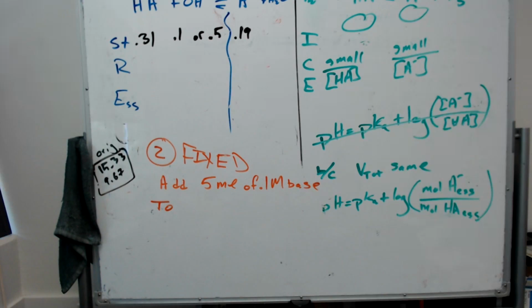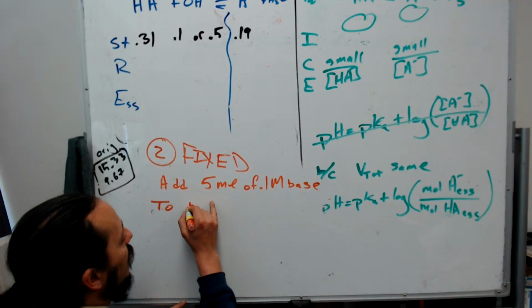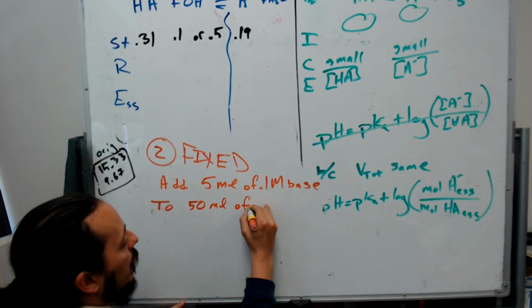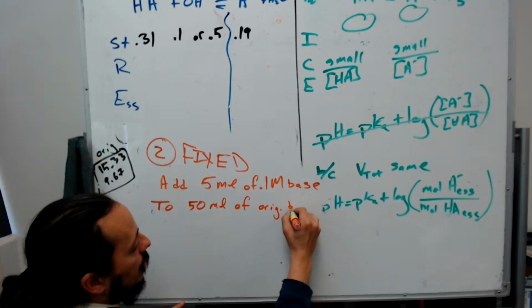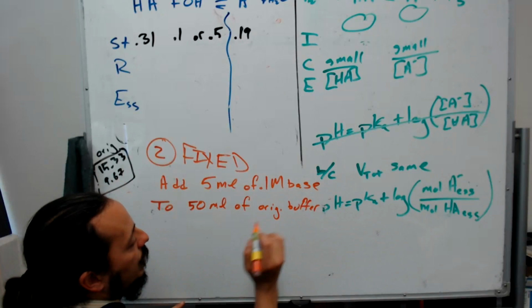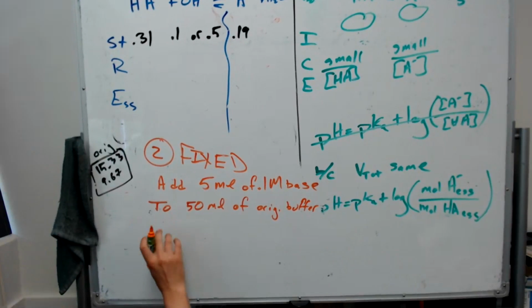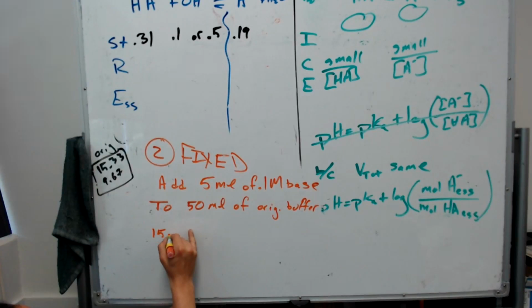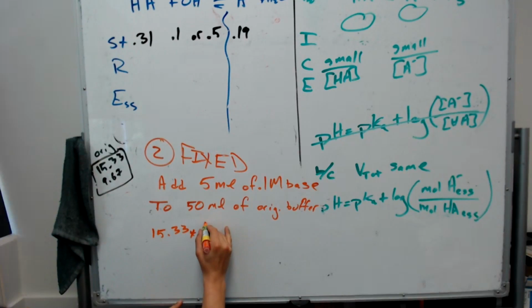Again, notice what we have to keep track of is how much we start with. So how much buffer did we do in part 2 with the original? 50 milliliters, right? Not that nonsense I did before where I took like 20 and diluted and all that. We just want to do 50 milliliters of the original buffer. That means to get my moles, I'm going to do 15.33 times 50 over 250.